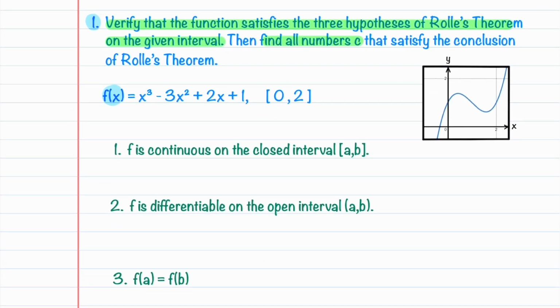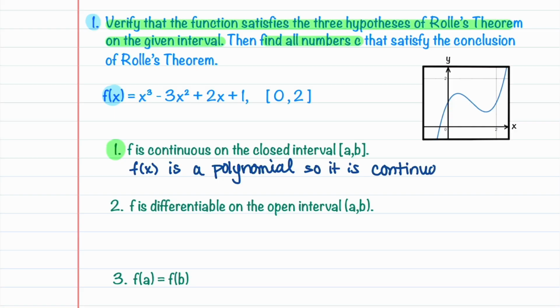The first hypothesis of Rolle's theorem is that f is continuous on the closed interval from a to b. Our function f of x satisfies this because f of x is a polynomial, and all polynomials are continuous. So we say that f of x is a polynomial, so it is continuous on the closed interval from 0 to 2.